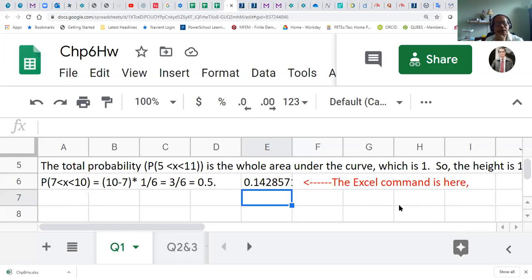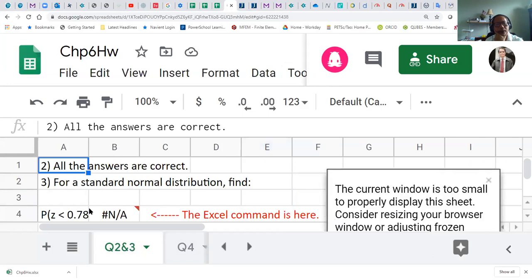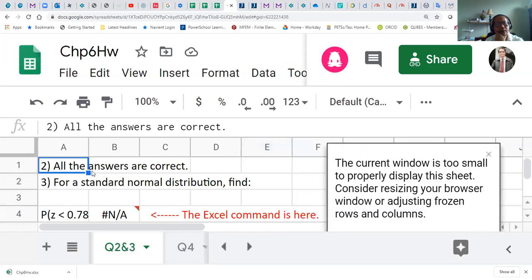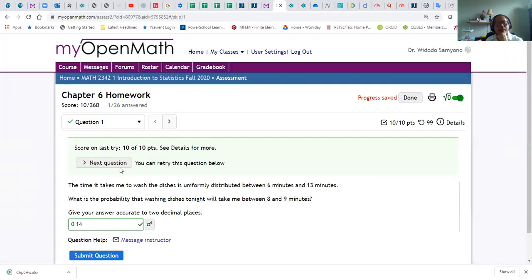Okay, so that's number one. Number one is talking about uniform distribution. Now let's go to number two. For number two, all the answers are correct. Next question.